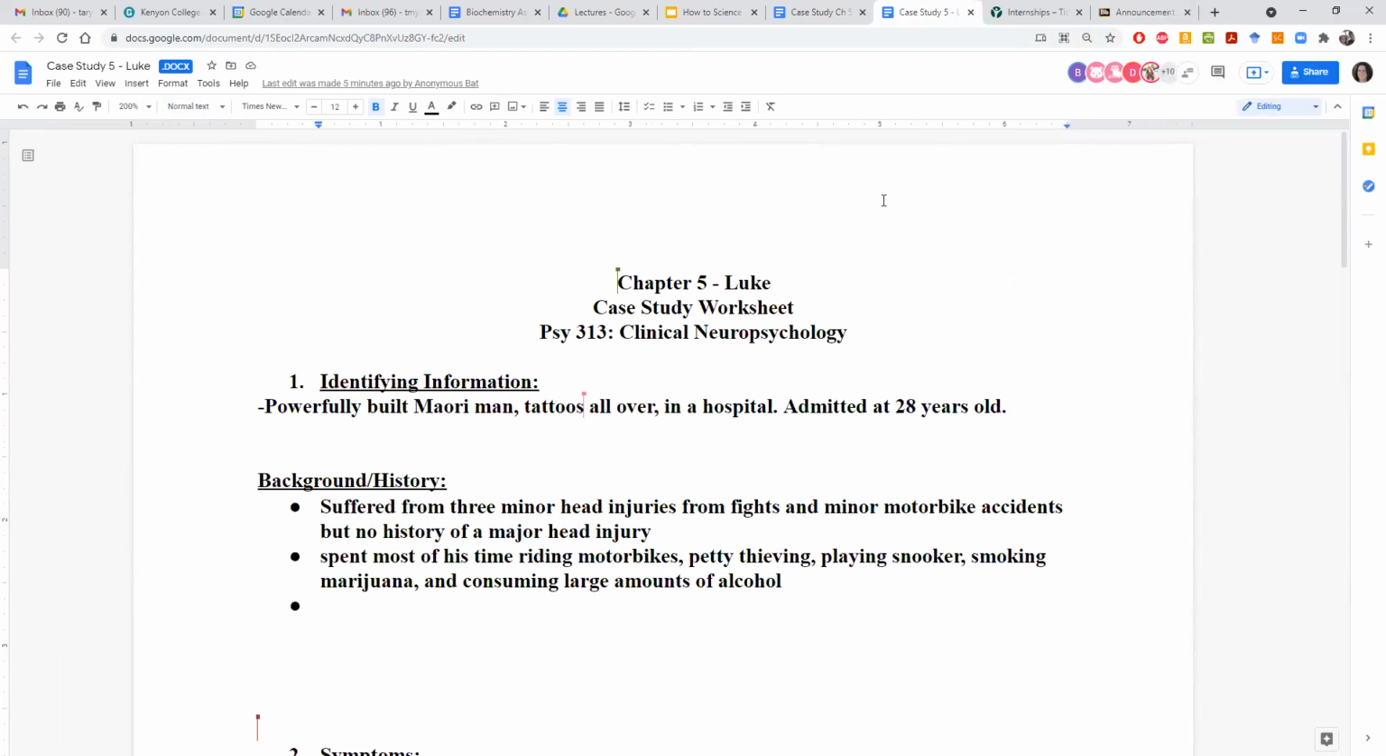So for Luke, for the identifying information, he was a powerfully built Maori man, tattoos all over him, and he was admitted in the hospital at 28 years old. For background and history, he suffered from 3 minor head injuries from fights over the years and a minor motorcycle accident, but no history of a major head injury. He spent most of the time riding motorcycles, petty thieving, playing snooker, smoking weed, and consuming large amounts of alcohol.